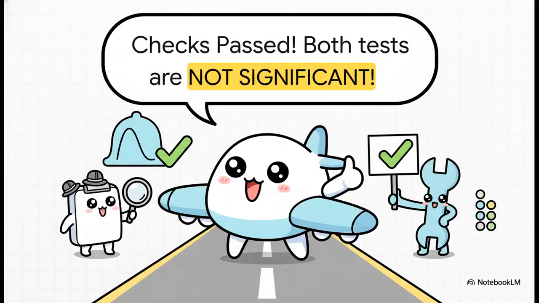Now, before we answer that, we have to double-check that we were cleared for takeoff. Remember those assumptions? Well, we ran a couple of specific tests to check them. The Shapiro-Wilk test told us our data was normal, and Levene's test confirmed our variances were equal. Now, here's the tricky part. For these specific tests, a not significant result is great news. It's what we want to see. It means our data played by the rules, and we can go ahead with our t-test.